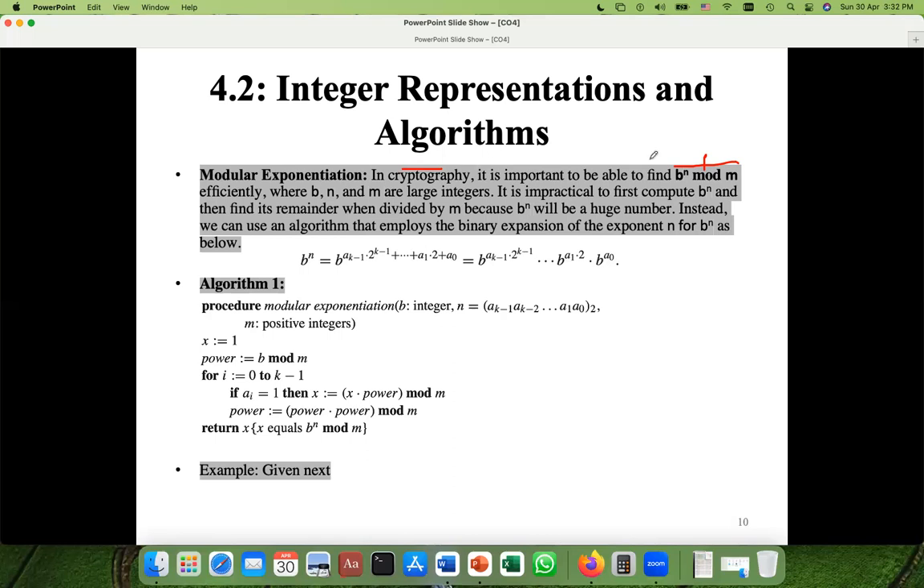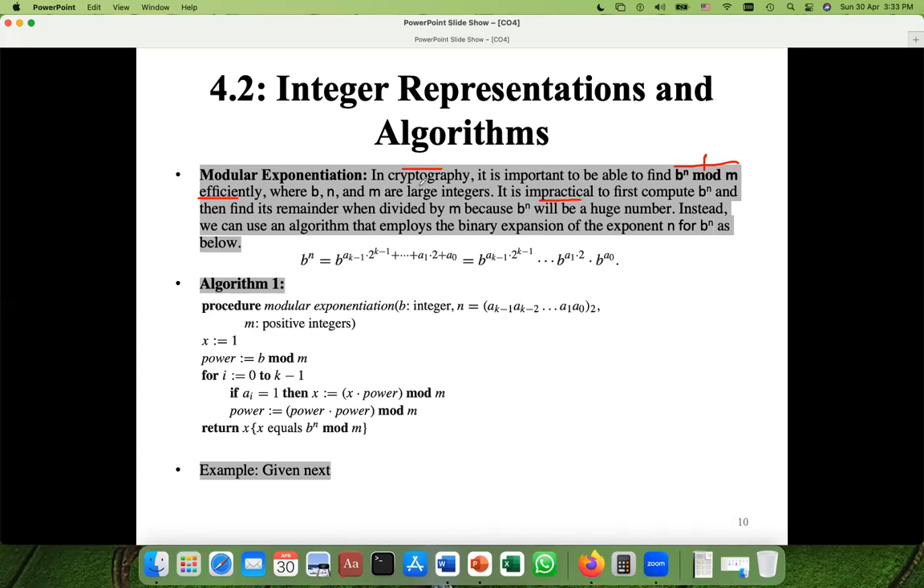If you have to find b raised to the power n mod m efficiently, and the word efficiently means within less time, where b, n, and m are large integers, then a simple arithmetic approach would be impractical. It would be impractical to divide again and again and get the remainder.